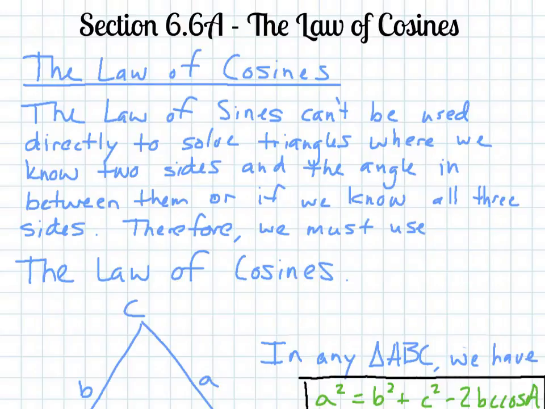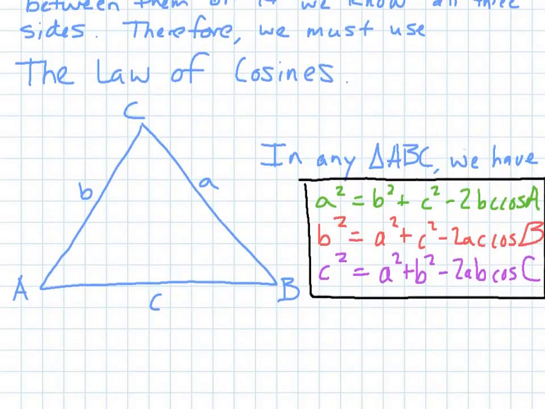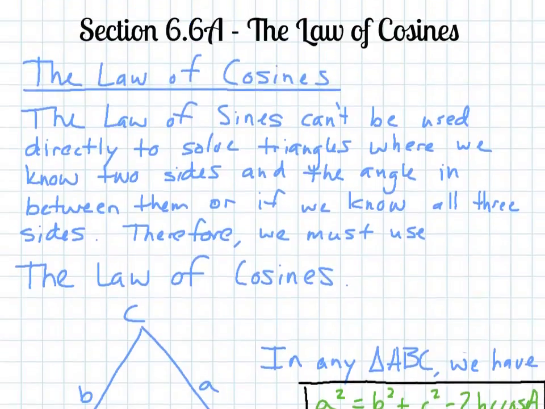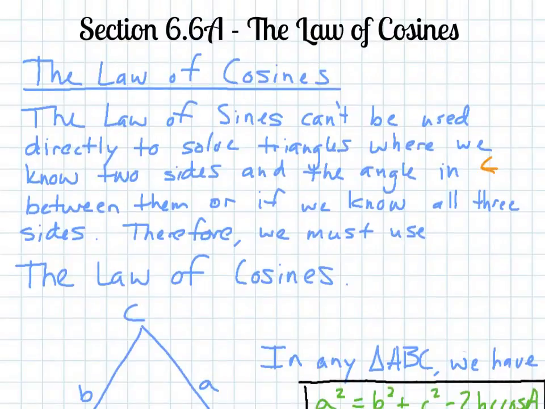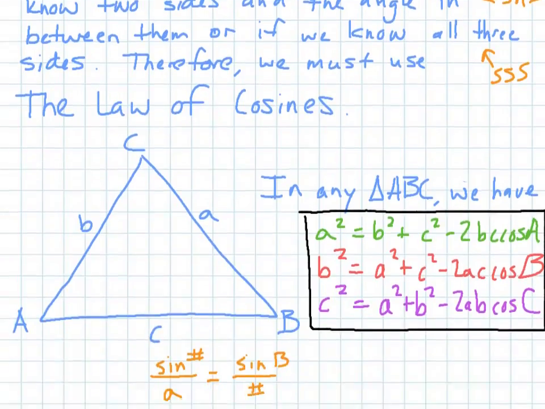Because remember, it's a proportion. Looking at this triangle, if I only know sine of A is some number, and I don't know what the opposite side is, and I don't know the other angles like B, then I can't complete that proportion. It's the same way for everything. If I know all the sides but I don't know any angles, then it's hard to do law of sines as well. So for the SAS and for the SSS triangles, we need the law of cosines.